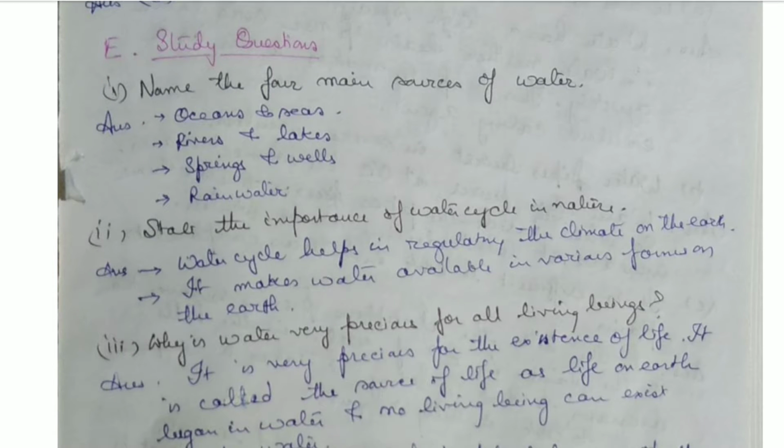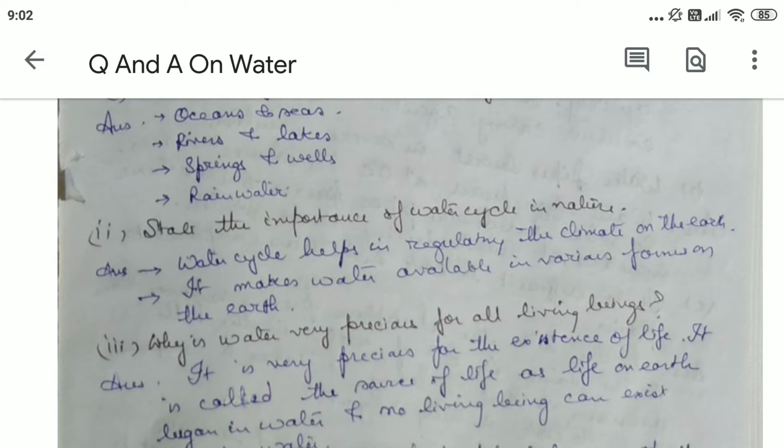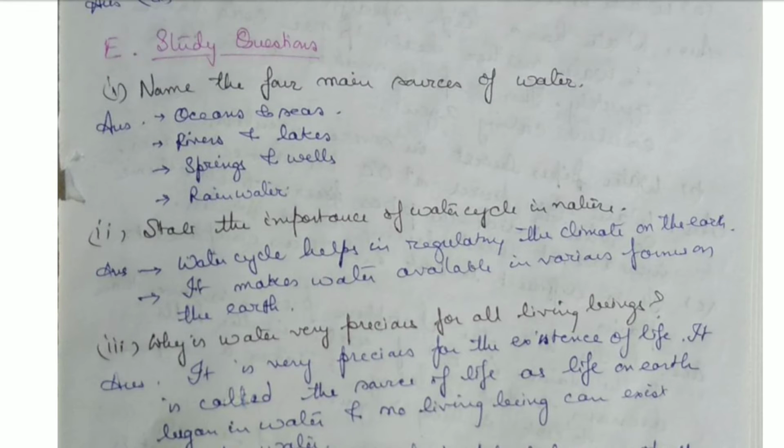Today I'm going to continue with the discussion of the question answer of the water chapter according to the ICSE syllabus, class 8. I'll start today with the study questions. Before that, in my last video of this water chapter question answer series, I was discussing the objective type questions. So I'm starting with the study questions.